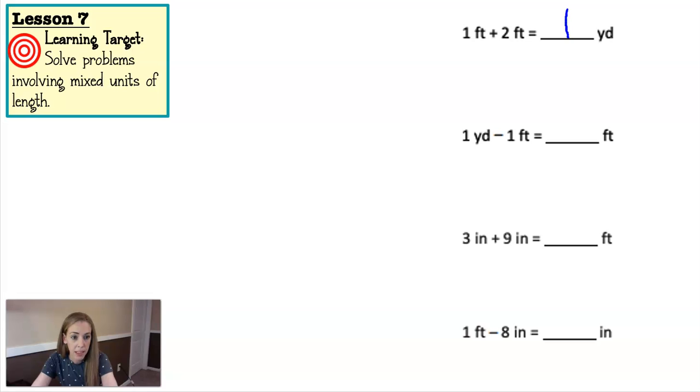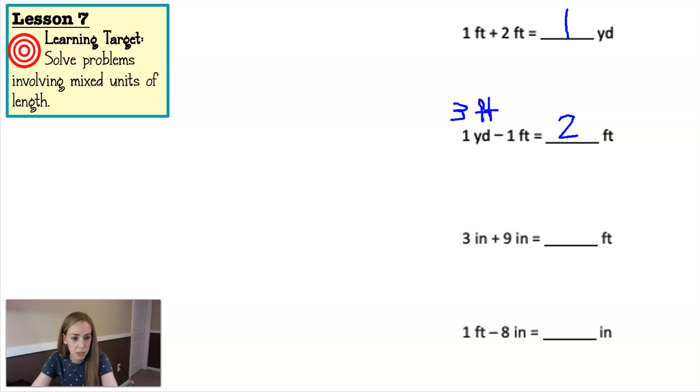Okay. If I have 1 yard and I need to subtract a foot, then it's helpful to kind of reorganize this instead of saying 1 yard, to convert it into 3 feet. Okay, now it makes it easy because I have the same units. Now I can subtract. So if I have 3 feet, I can subtract 1 foot and I have 2 feet left.